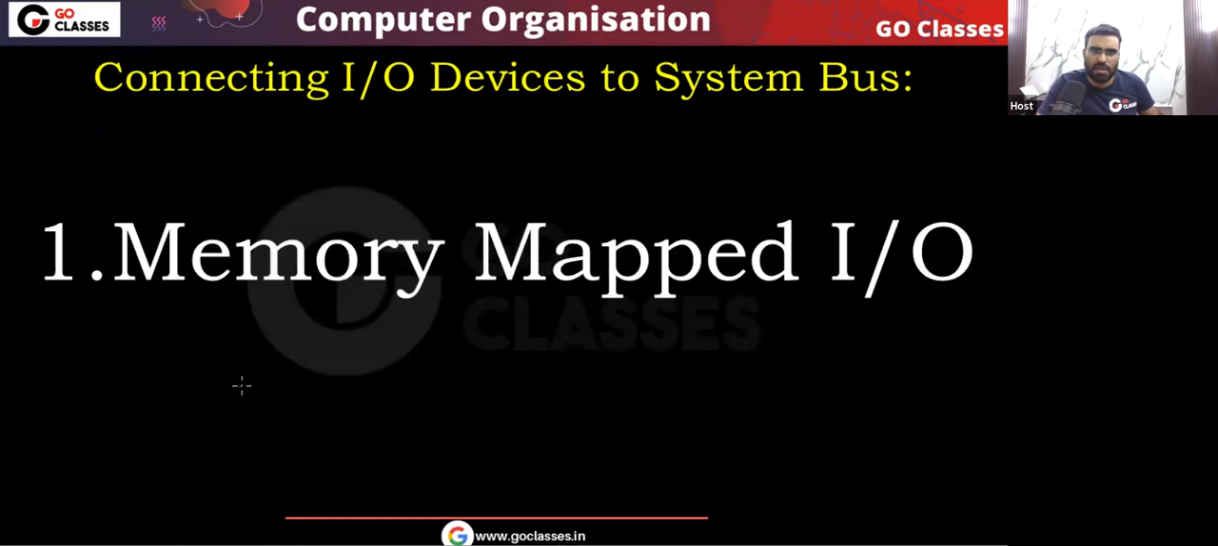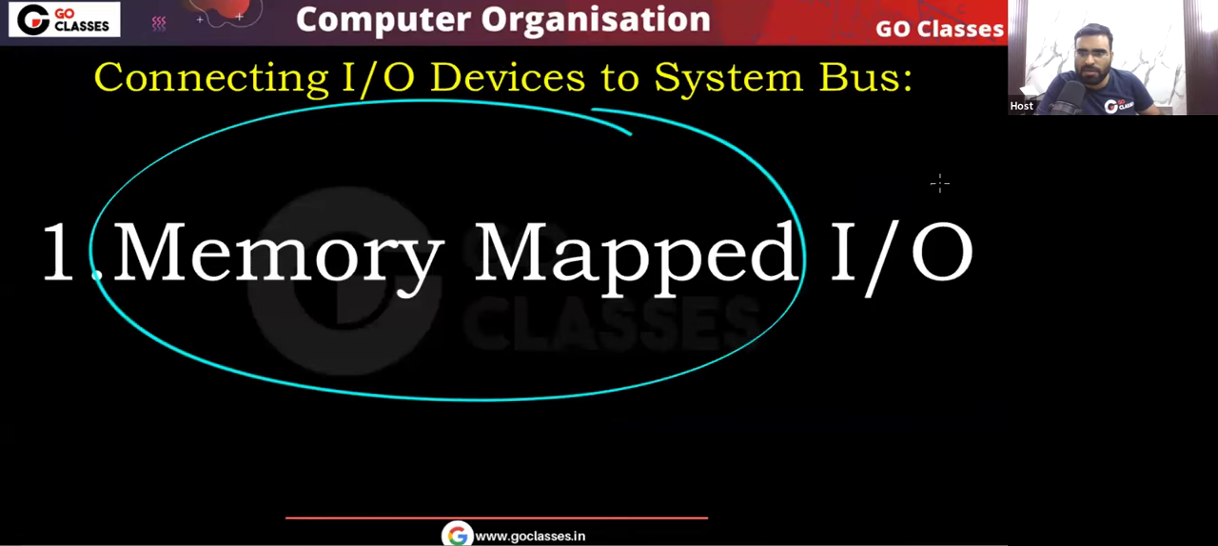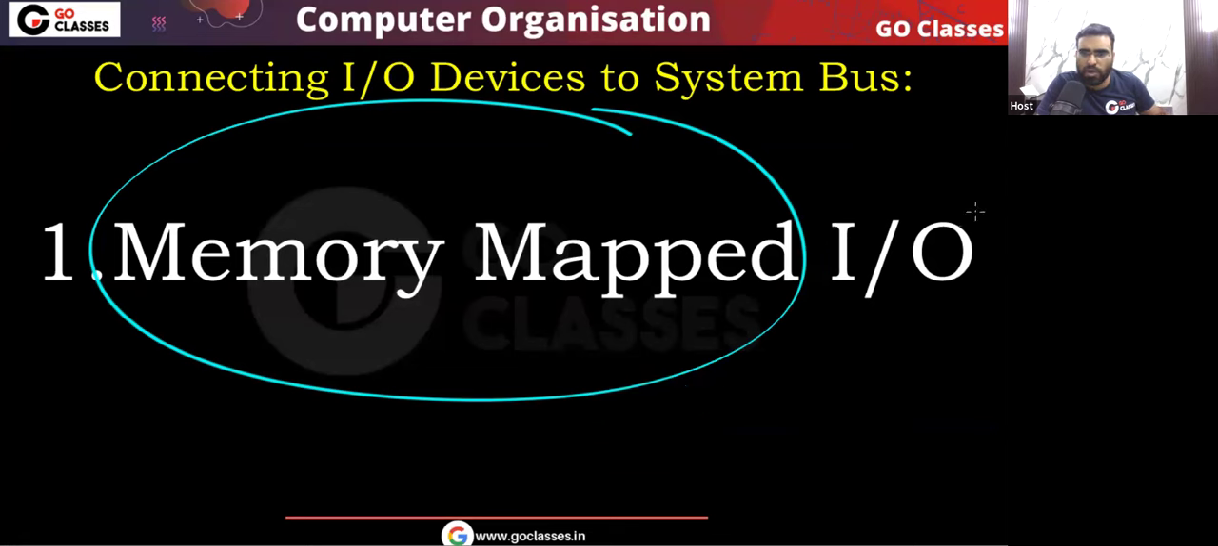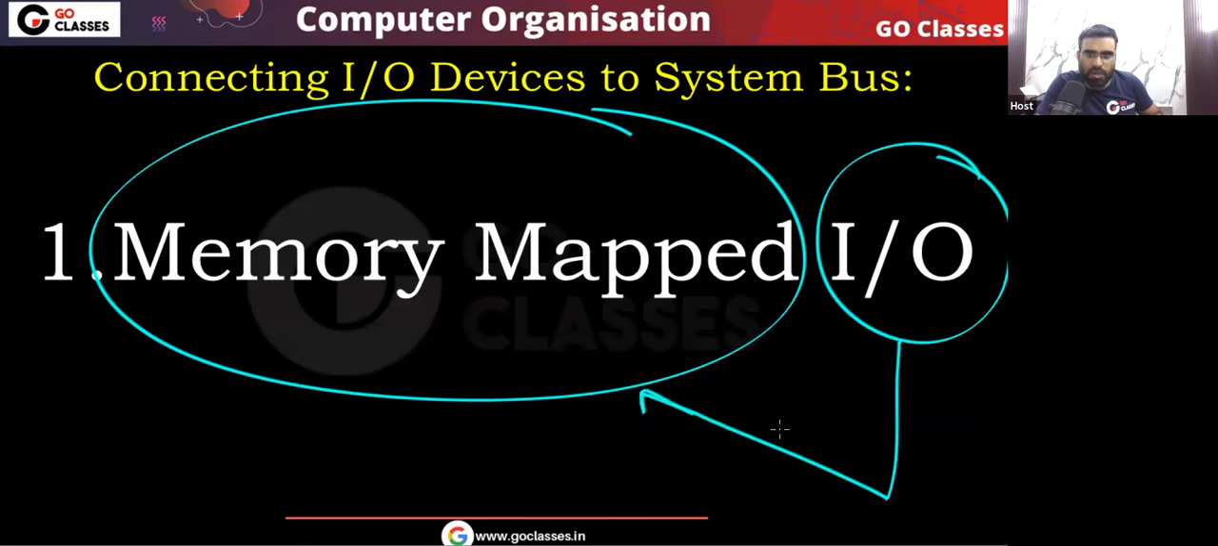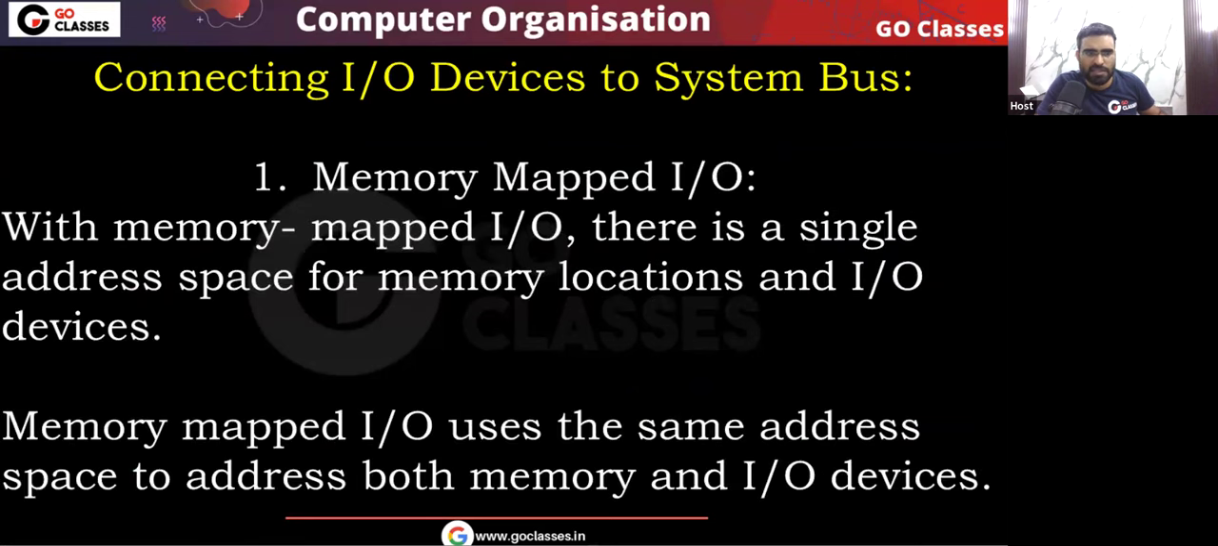Let's understand this. The name itself is telling you: memory mapped IO means IO is mapped on the memory addresses. All the IO devices are given addresses from the memory address space. So let's read the definition. What is memory mapped IO? Memory mapped IO means IO is mapped on the memory address space.